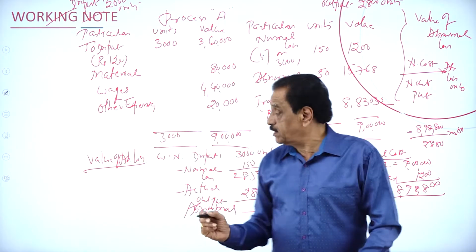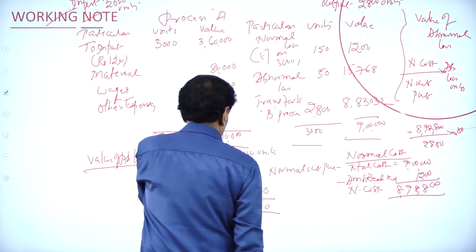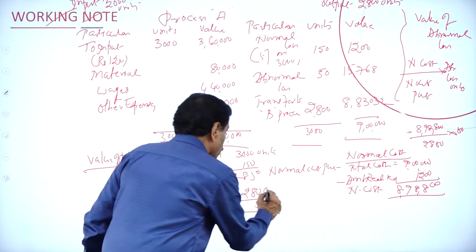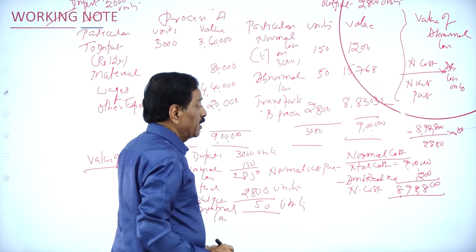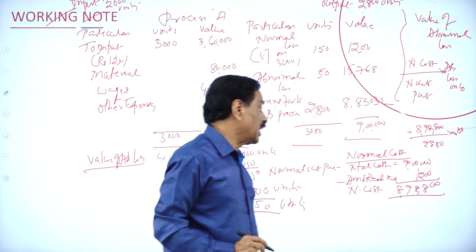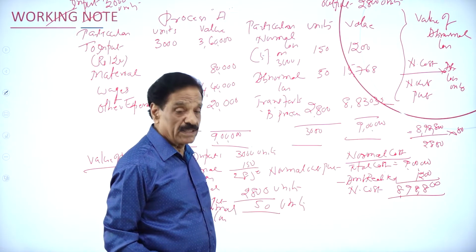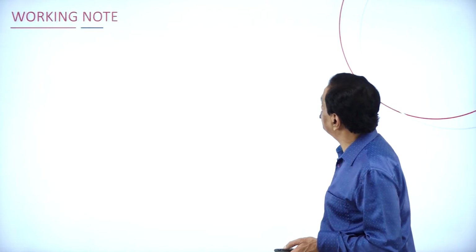Your input is 3,000. Normal loss is 150. Normal output is 2,850. But it actually is 2,800 units. That's all. So you got 50 units as the loss. So total cost is 9 lakh. Amount realized 1,200. It becomes 8,98,800. We'll go to next process now.